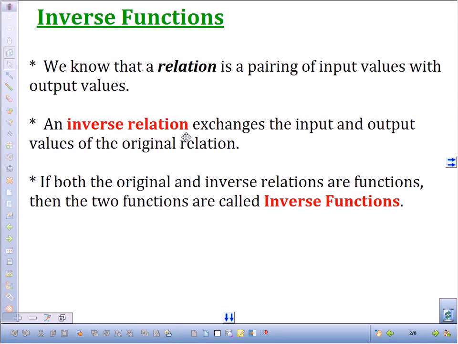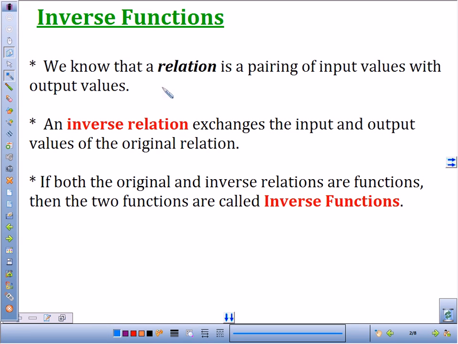We know from lessons at the beginning of the year that a relation is a pairing of input values and output values. Okay, that's a relation. And it doesn't matter how we get the outputs. We could just say, if you put a random input in, you get a random output back. You put 1 in, you get 2 back. You put 3 in, you get 4 back. It doesn't matter. Whatever you plug in, you have to be able to get something back. That would be a relation.